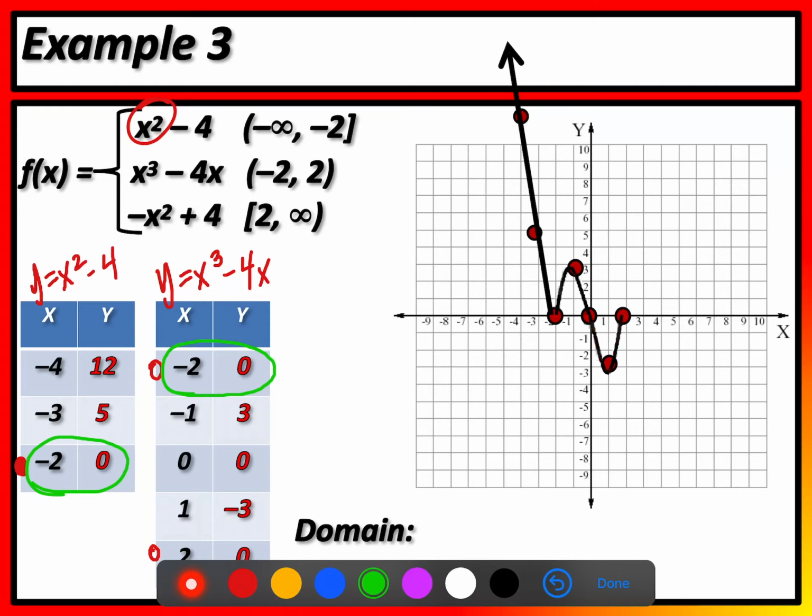So really knowing what the shape of a cubic function is supposed to look like would help you connect those points in the middle portion of this graph. Right now this is an open circle.